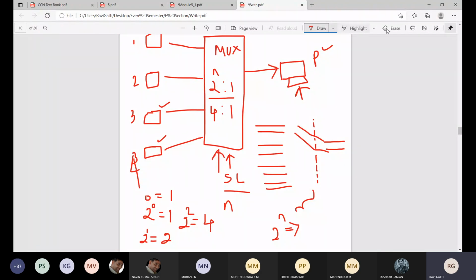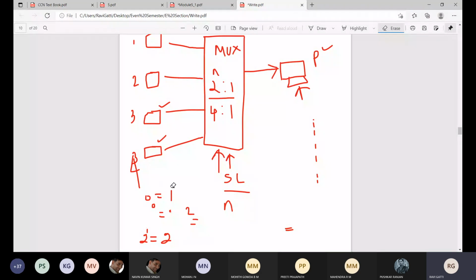In this case, here is how the select line will work. Since I know there are 4 devices, I need to select any one of them. So how can I give input to this select line? If I give a select line of 0 0, let's say it is S1 and S2, if I give an input equal to 0 0, it means I will select device 1.